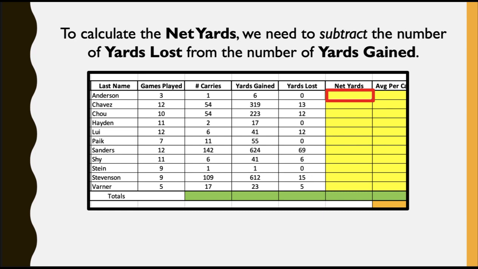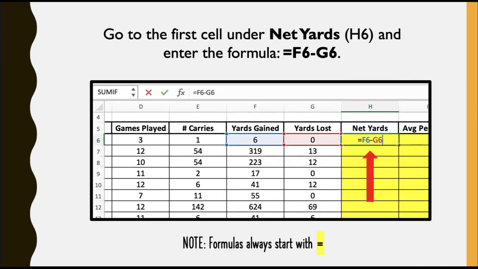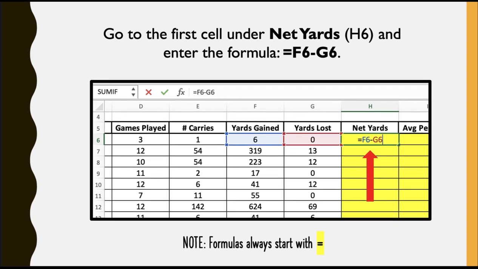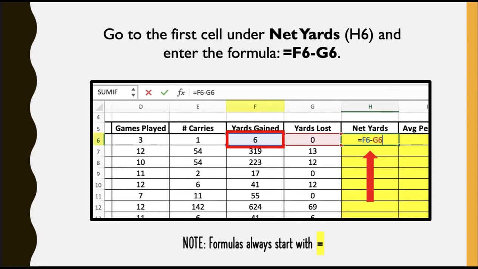My formula to tell the computer to do that is going to go right here in that first cell under net yards, H6, and the formula is equals F6 minus G6. So every formula starts with the equal sign. That's a really common mistake people make early on, is they write formulas and it's not working, and it's because they don't have an equal sign. The equal sign tells the computer, hey, guess what? Here comes a formula.